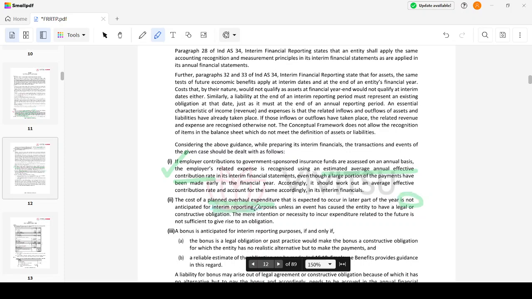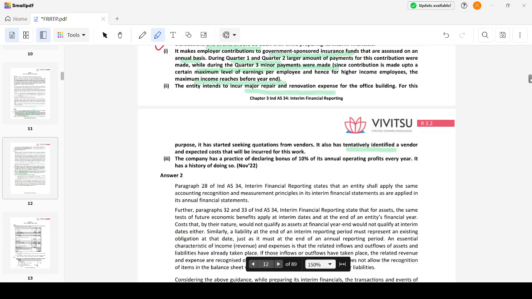for the interim reporting period unless an event has caused the entity to have a legal or constructive obligation. The mere intention or necessity to incur the expenditure is not sufficient to give rise to an obligation. Mere intention is not the criterion, but I have to have a valid legal or constructive obligation to recognize the expenditure. Now let's move on.